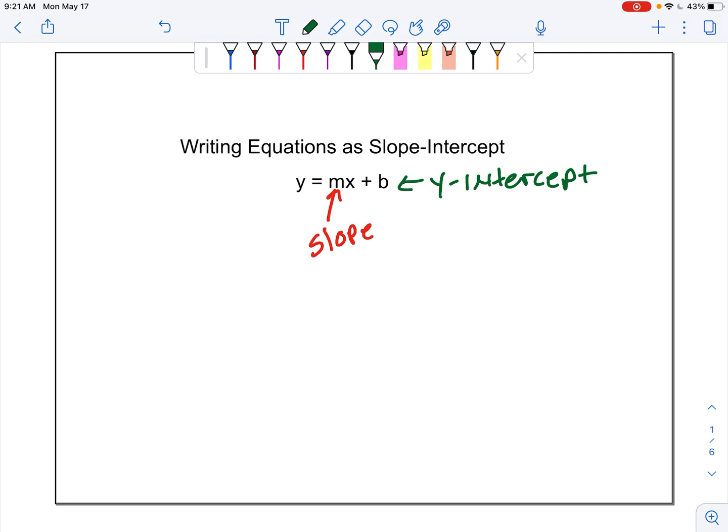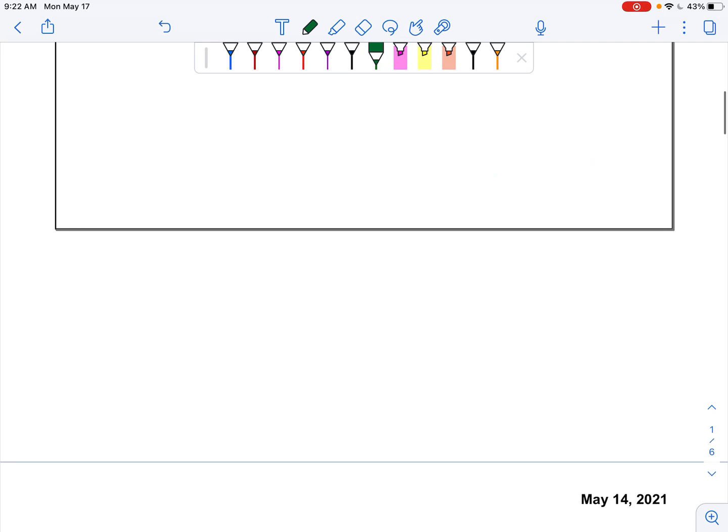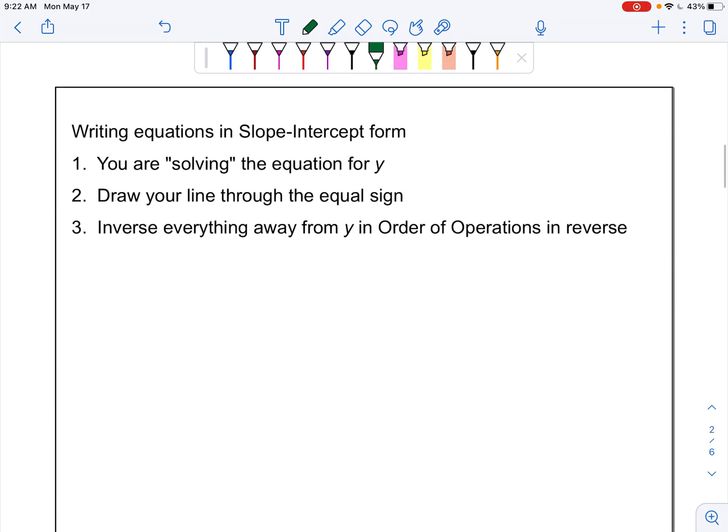This is the form that's easiest to just look at and immediately know slope and where it crosses the y-axis, obviously. There are a couple of different forms of lines that you can graph, but this one happens to be the most common. So the first thing we're going to be doing is solving the equation for y. So we're going to be moving everything over to one side of the equal sign except the y value. And then we're going to solve it like order of operations in reverse, like we always have done as far as solving equations.